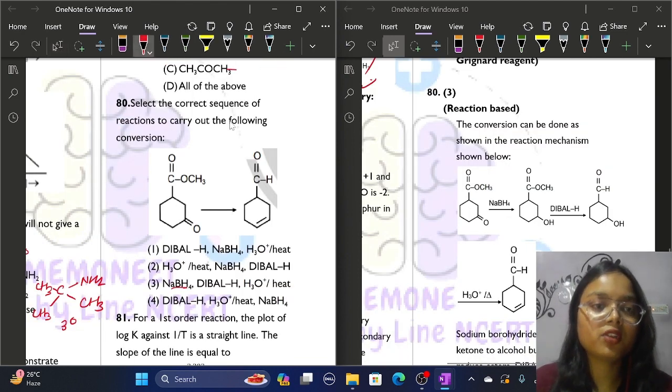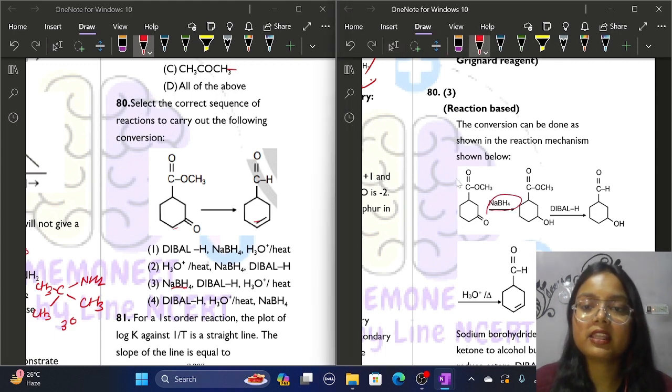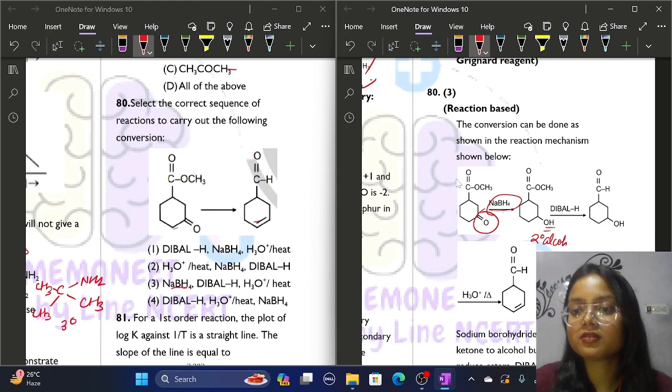For question number 80, select the correct sequence of reactions to carry out the following conversion. This is the reactant and this is the product. Let's see. We have to use NaBH4. What does NaBH4 do? It reduces the ketone to a secondary alcohol. So this ketone group will be reduced to a secondary alcohol.